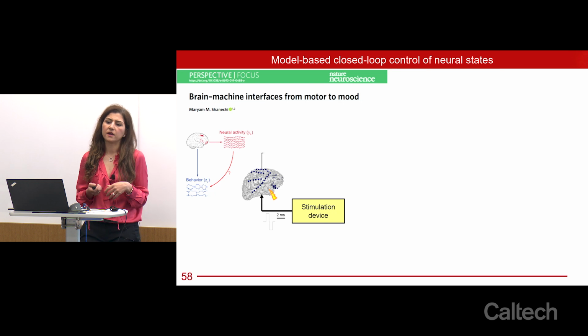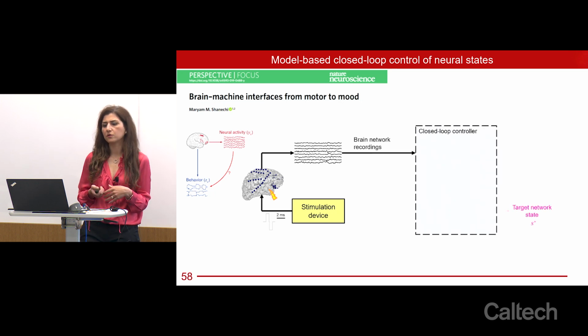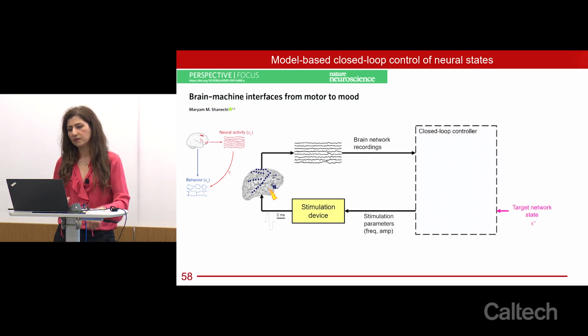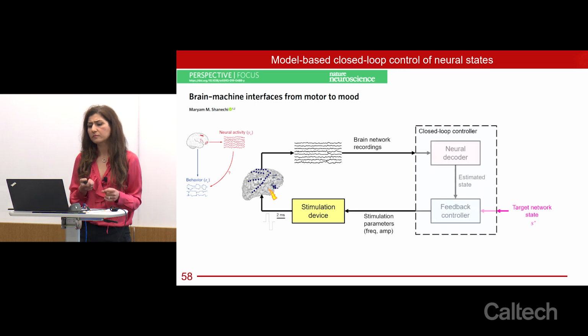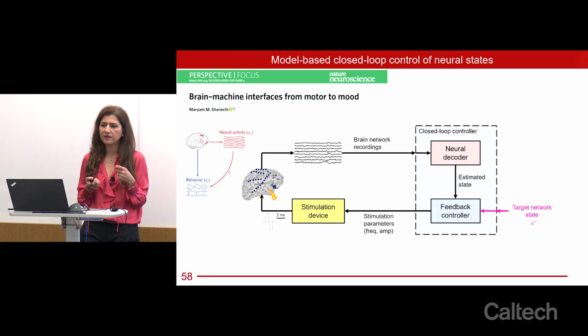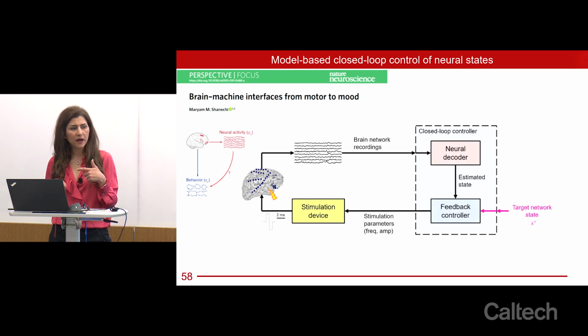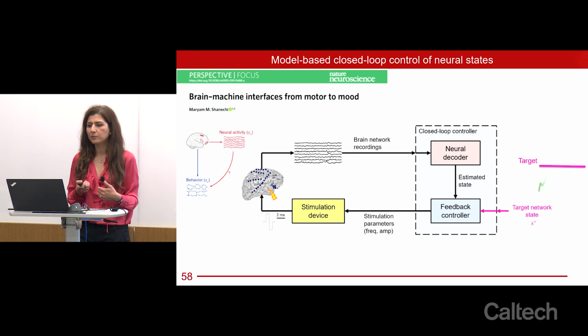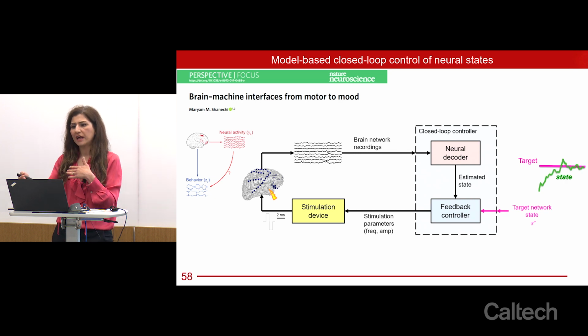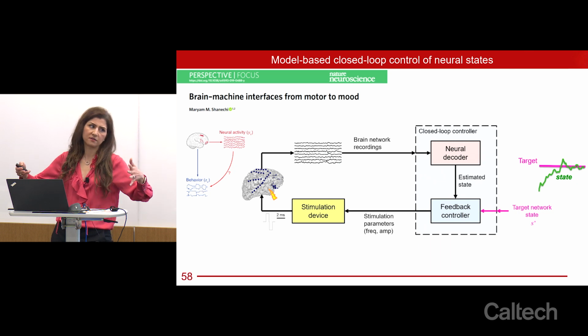So the idea here would be that you will build a closed-loop system that takes the neural activity, from that estimates the state, and then uses that as feedback within a feedback controller to adjust the perturbation, for example, stimulation, and take the brain states towards a target level. Now, there are multiple challenges we have to overcome to build this system. This model-based system does not exist today.